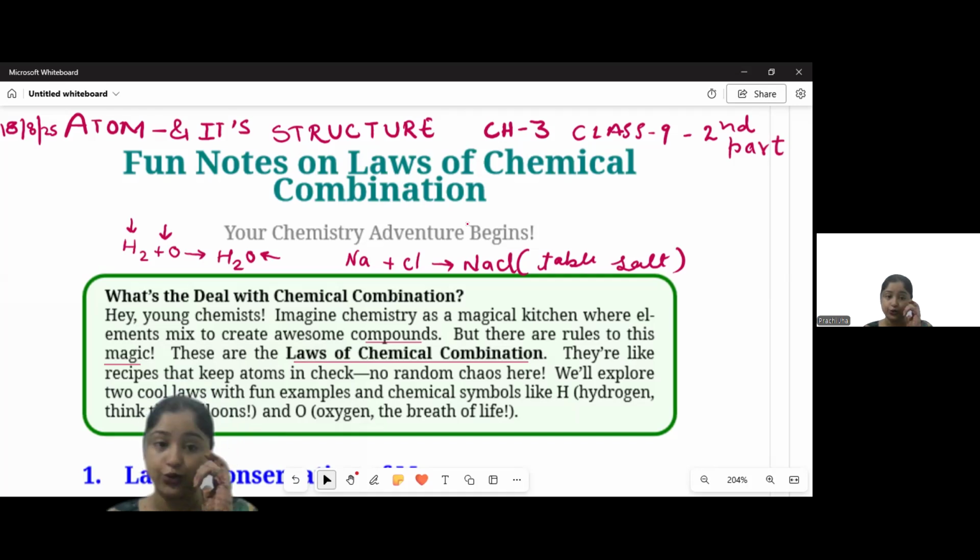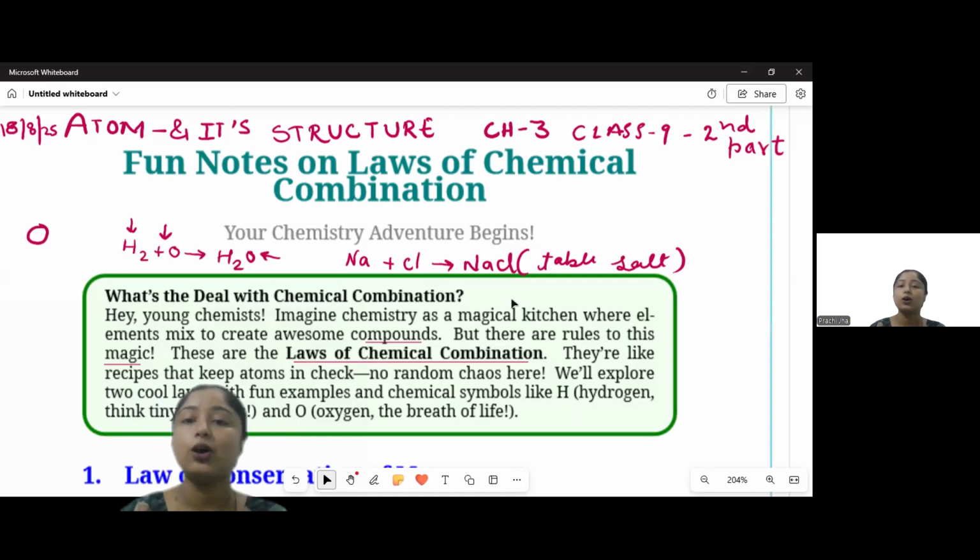H is for hydrogen. Think of tiny balloons like this. And O is for oxygen. Oh, come on. We all know what oxygen is, the breath of life. So that is what we are going to understand.